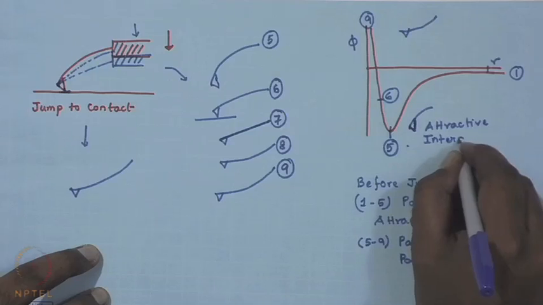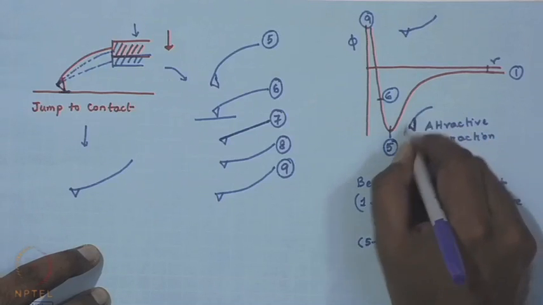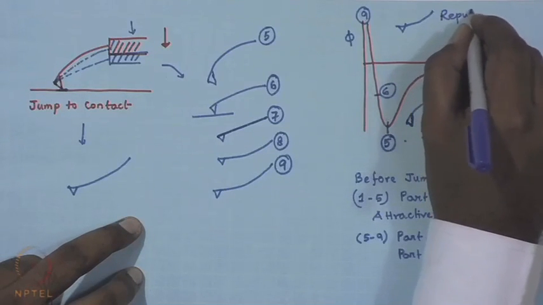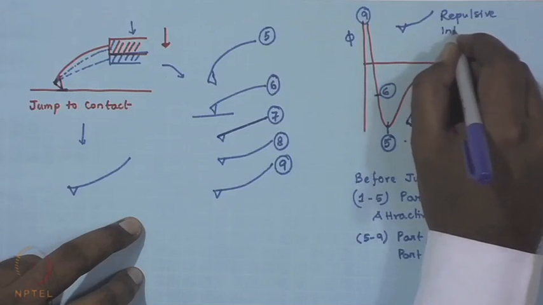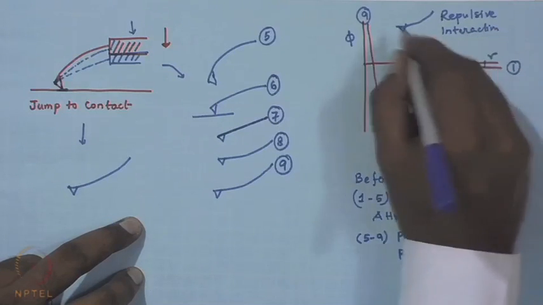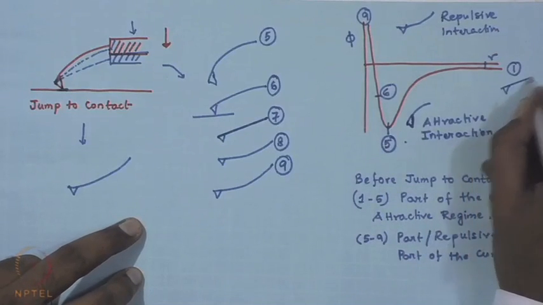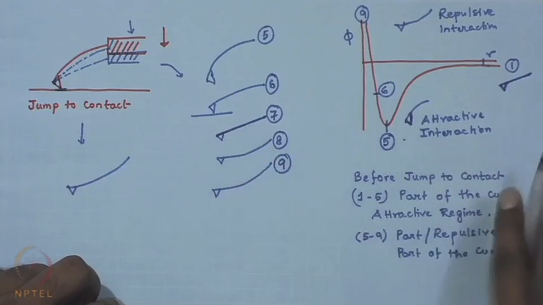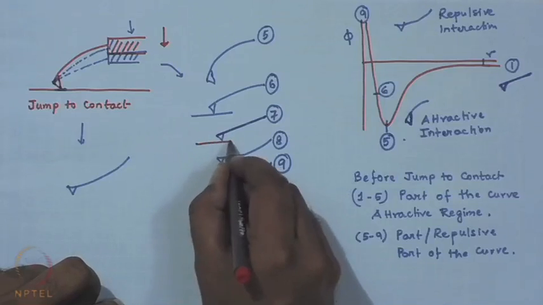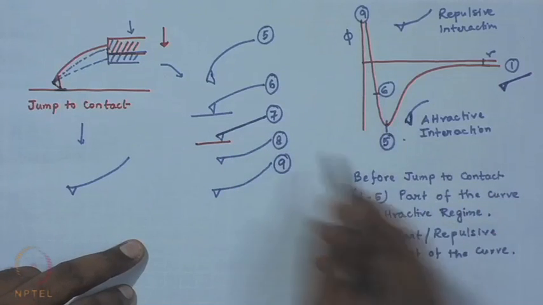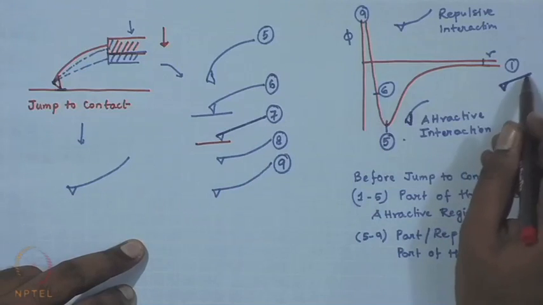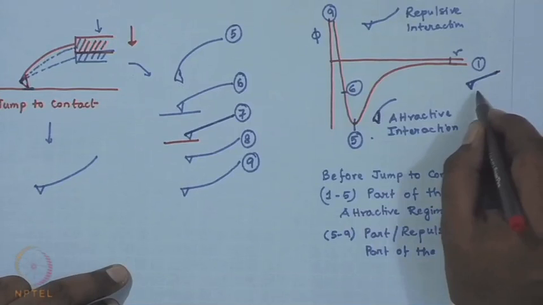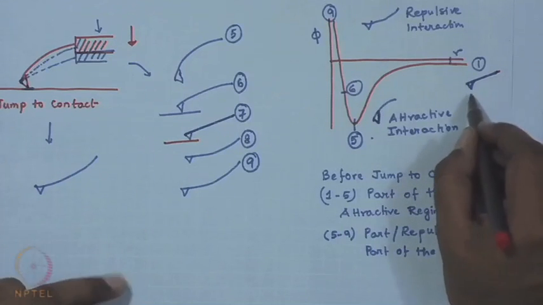So, an attractive interaction will have the cantilever deforming like this, while a repulsive interaction will have the shape of the cantilever like this. Of course, when there is no interaction, it will be straight. But in between, I have deliberately drawn a case 7, where again the deflection resembles the deflection at 1, where there was no interaction.